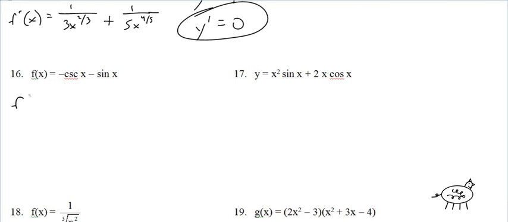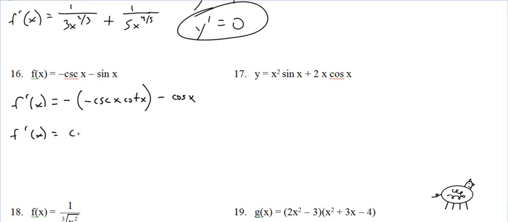Okay, number 16, f prime of x, derivative of cosecant of x. So it's negative. Remember, you can just kind of factor the negative out. That's cool. It's kind of like, say, negative 1. And then derivative of cosecant. Anything with co is a negative. So it's negative cosecant of x, cotangent of x. And then derivative of sine is cosine, so minus cosine of x. So simplify that a little bit. We get cosecant of x, cotangent of x, minus cosine of x. Okay, pretty easy.